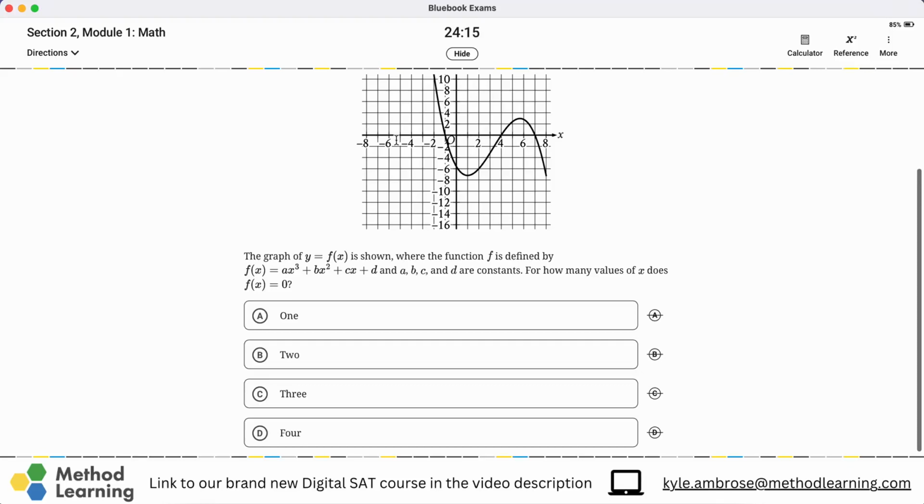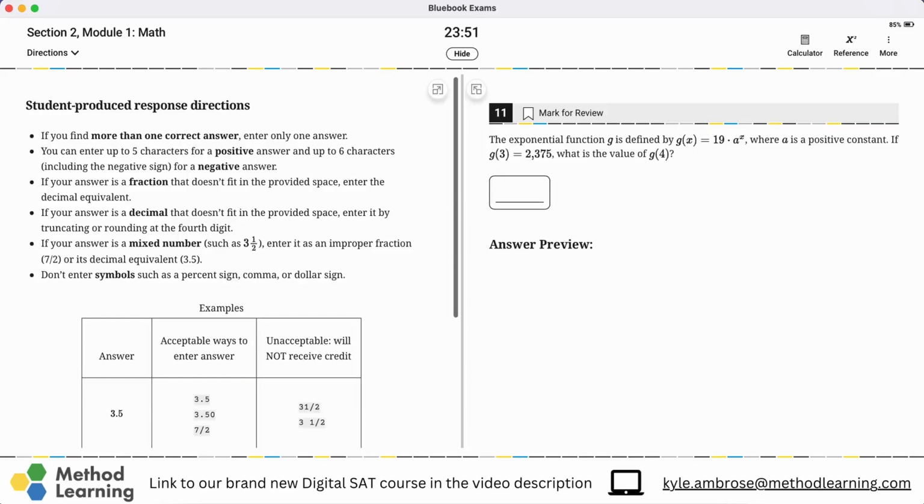In other words, what they're asking us for basically is how many times does the graph cross the x-axis? That would be where y or f of x is 0. So it happens once, twice, 3 times. They don't ask for those specific values of x. They just say for how many values of x. And so it would be 3. 3 times it crosses the x-axis. There's 3 intercepts, and that'd be our answer.